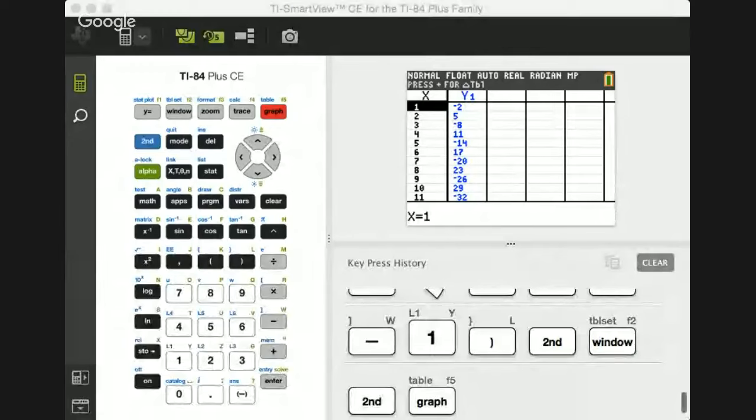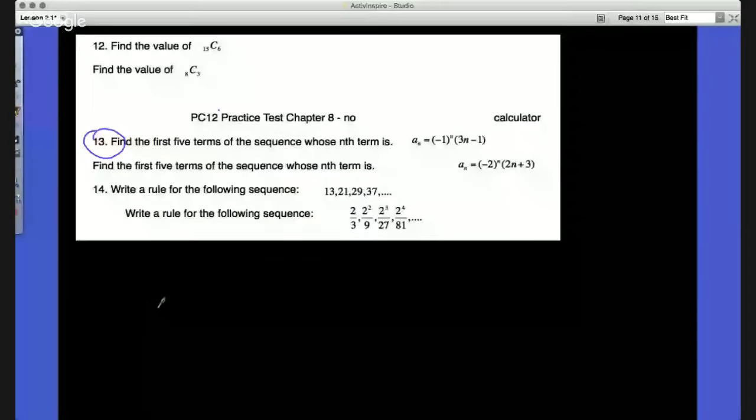Sweet. All right, let's see here. Next one is doing number 14. Let's do number 14 here. Make sure I can see it.